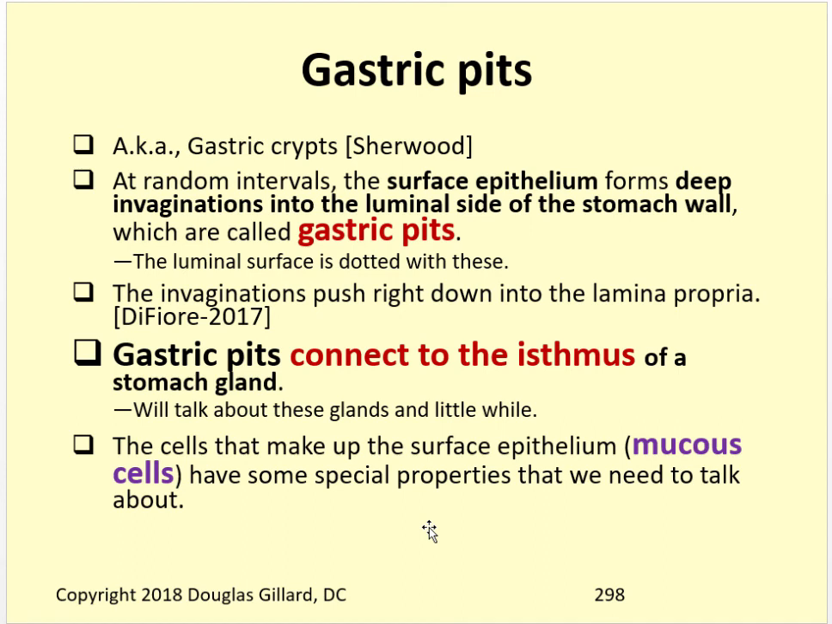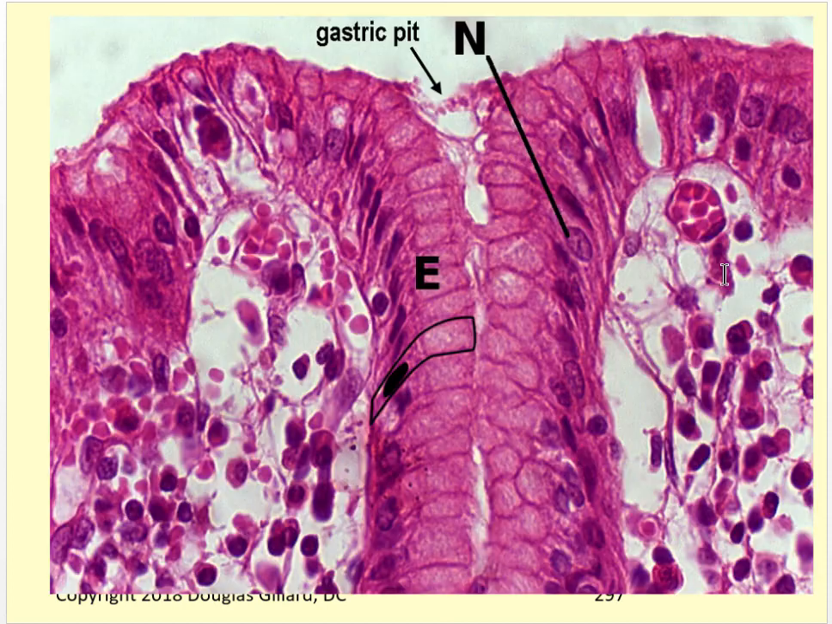Gastric pit. So let's talk about these, also called gastric crypts, but gastric pits almost always. So at random intervals on the surface of the epithelium, you get these big invaginations into the luminal surface, and these are called the gastric pits. They're only found on the luminal surface of the stomach. The invaginations push right down into the lamina propria.